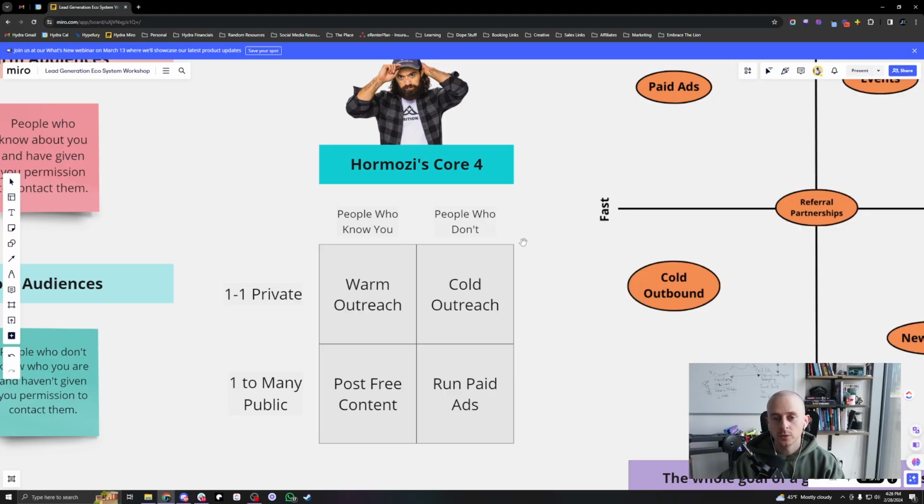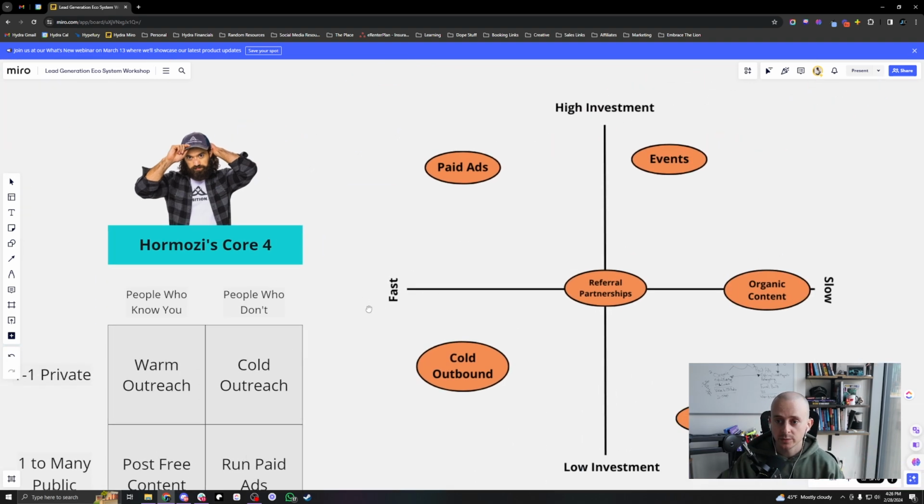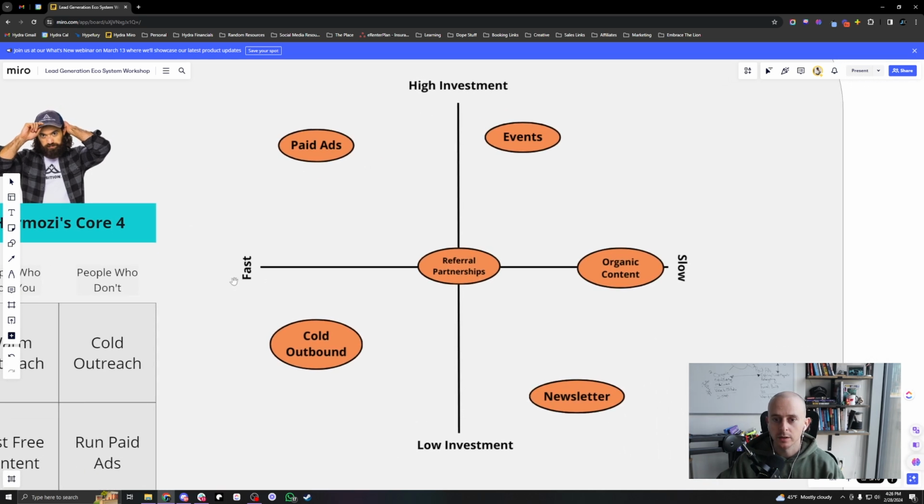So with Hormozi's Core 4, we do have to have an understanding that there are so many different ways to do warm outreach, cold outreach, post free content, run paid ads. And there are some differentiators here that I want you guys to be in the know on. And I have a couple extras sprinkled in here because you can see how these become really important to building an ecosystem around lead generation.